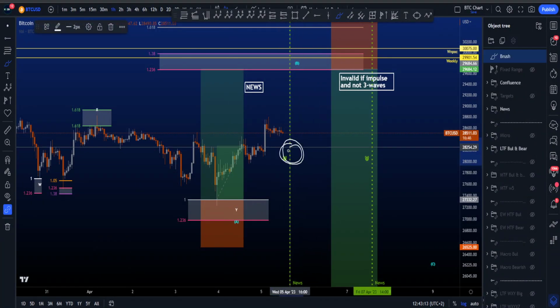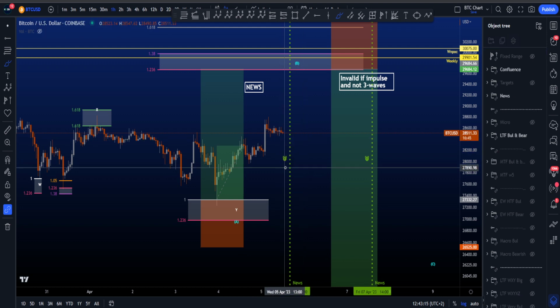So around these times, you really have to be safe with your trading and make sure to not get caught out, because volatility can kick in and it can be very, very easy to lose trades during volatile times.